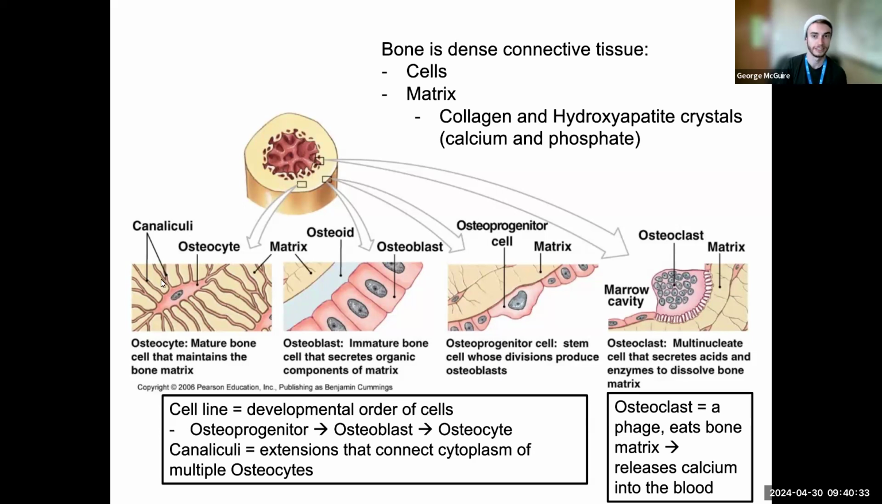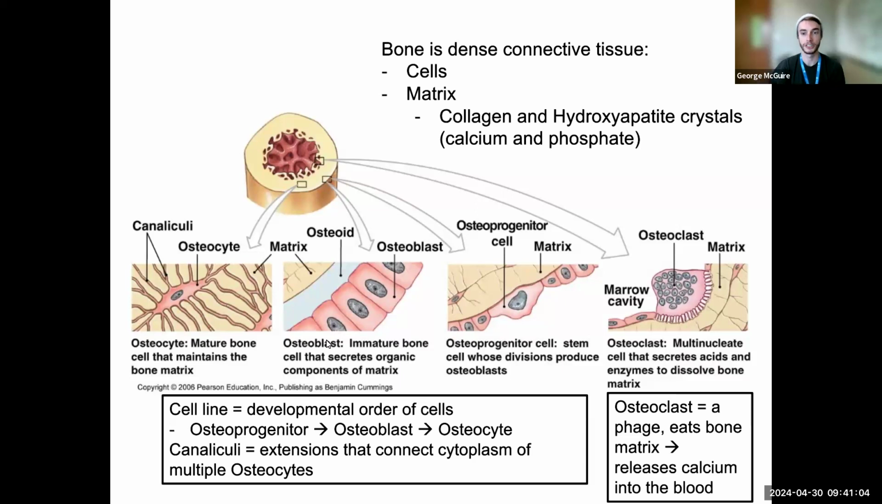But a majority of the space around them, again, is the matrix, collagen fibers, and mostly these minerals, these hydroxyapatite crystals. So we have four major cell types that you would find in bone. Of course, we have our mature bone cells, those osteocytes, packaged up in their little lacunae surrounded by the matrix.